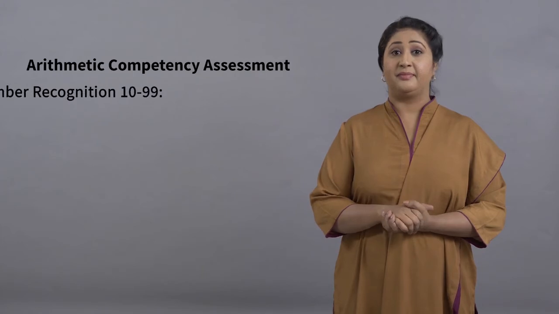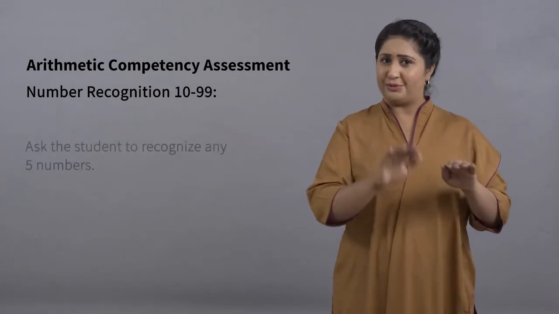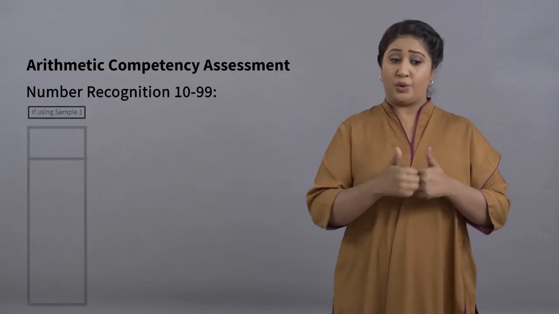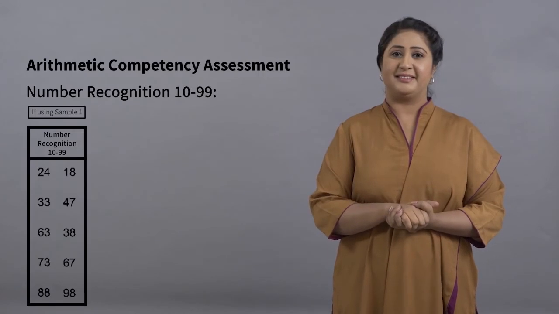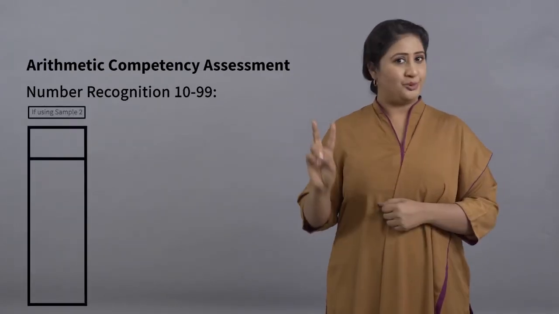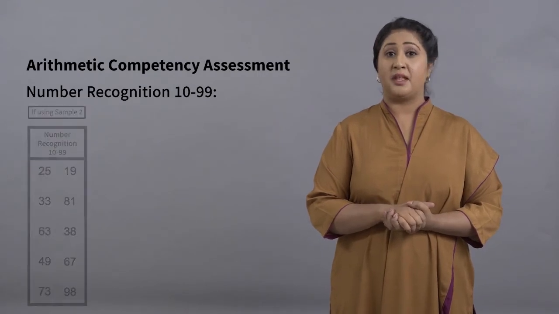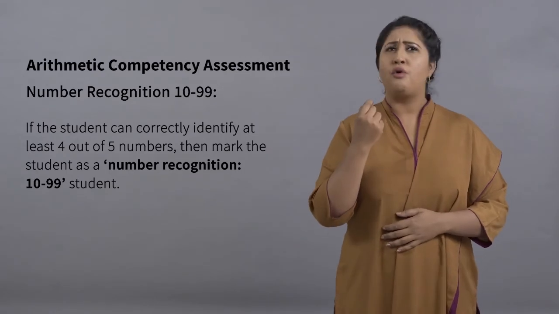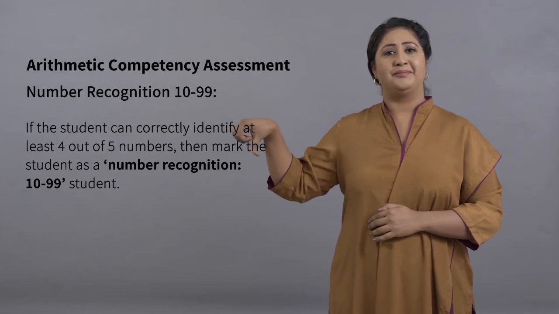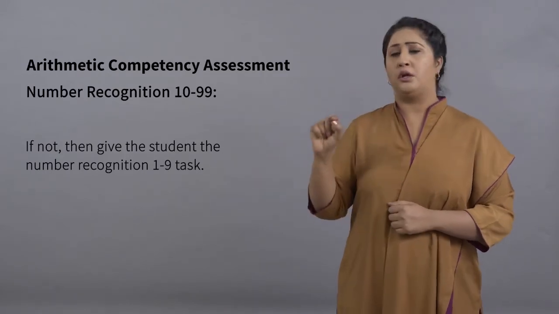Arithmetic Competency Assessment, number recognition 10 to 99. Ask the student to recognize any 5 numbers. Sample 1. Sample 2. If the student can correctly identify at least 4 out of 5 numbers, then mark the student as a number recognition 10 to 99 student. If not, then give the student the number recognition 1 to 9 task.